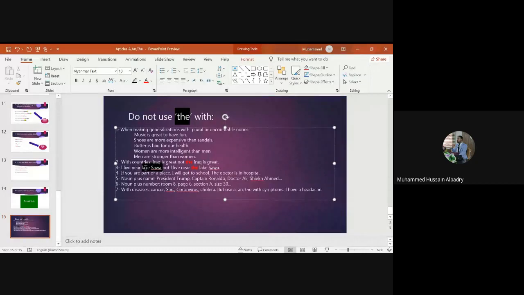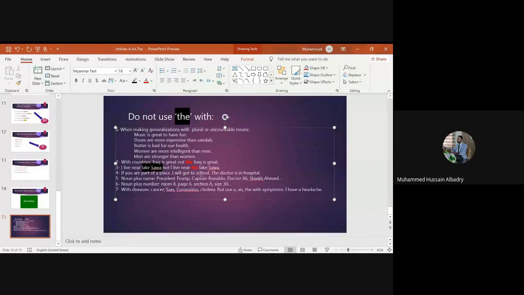Number 2, with countries. We said if it is a republic, kingdom, or plural, we use the. Here we don't. For example, Iraq, not the Iraq. With lakes, for example, Lake Sawa, Sawa Lake is in Samawah, and Lake Habbaniyah. Don't use the with lakes.